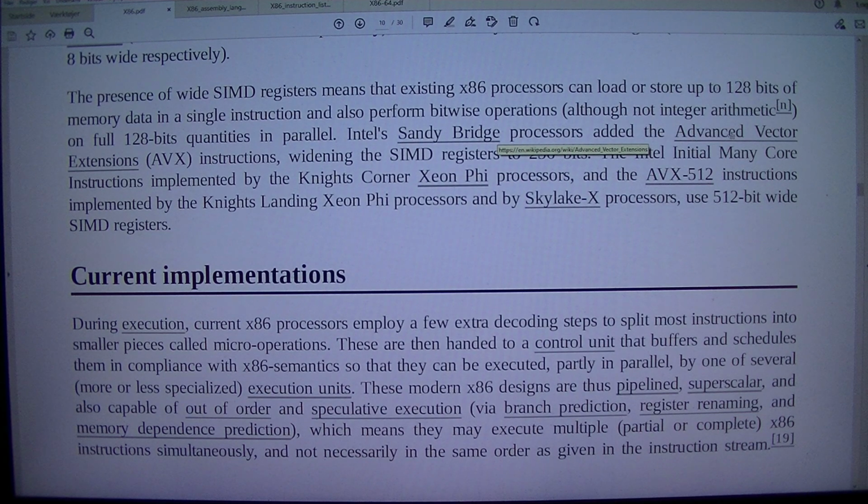Not integer arithmetic, on full 128-bit quantities in parallel. Intel's Sandy Bridge processors added the Advanced Vector Extensions, AVX, instructions, widening the SIMD registers to 256 bits. The Intel Initial Many Core Instructions implemented by the Knights Corner Xeon Phi processors, and the AVX-512 instructions implemented by the Knights Landing Xeon Phi processors and by Skylake-X processors, use 512-bit wide SIMD registers.